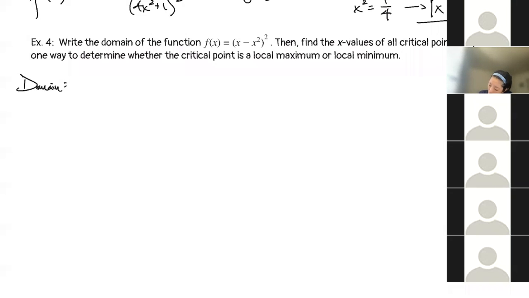So looking at this function, x minus x squared, that whole thing squared, what are our thoughts? What x values wouldn't work?